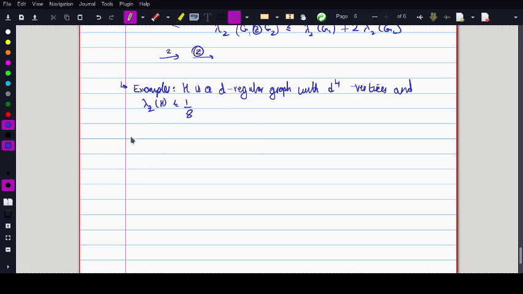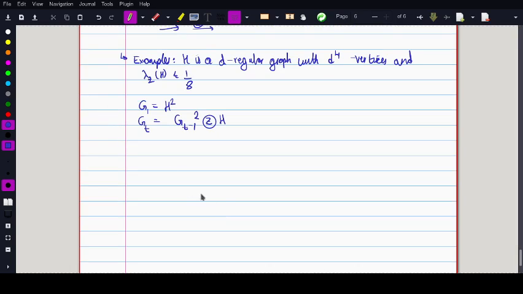So how you do it is that you define G1 to be equal to H square, and then you define each Gt to be equal to the zigzag product of G(t minus 1) square with H. Yeah, so you do this thing. So let's see what the properties of these graphs would be.